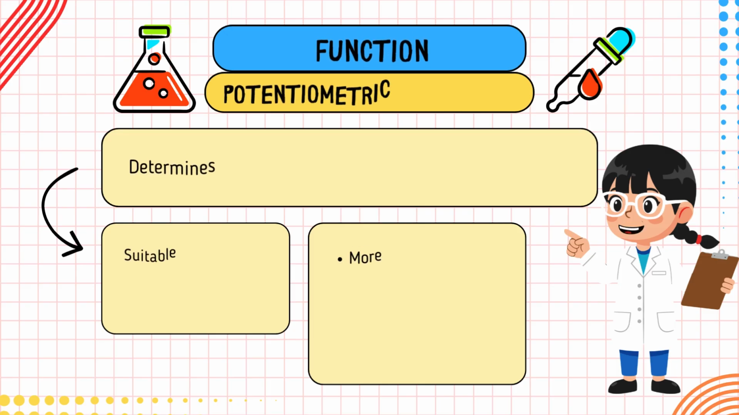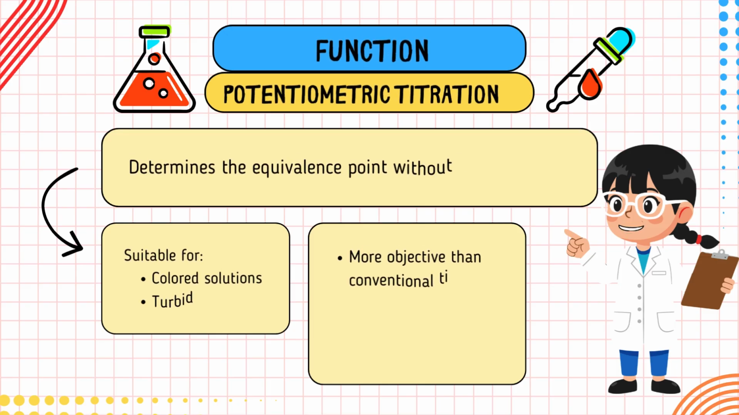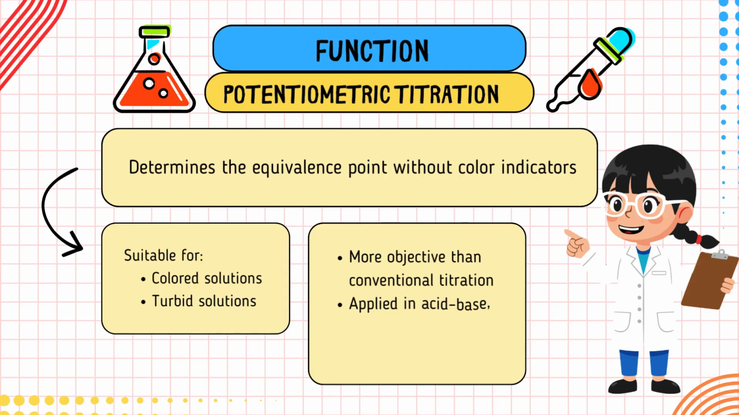In potentiometric titration, the equivalence point is determined without using color indicators. This method is very useful for colored or turbid solutions and gives more objective results than conventional titration. It can be applied in acid-base, redox, and precipitation titrations.